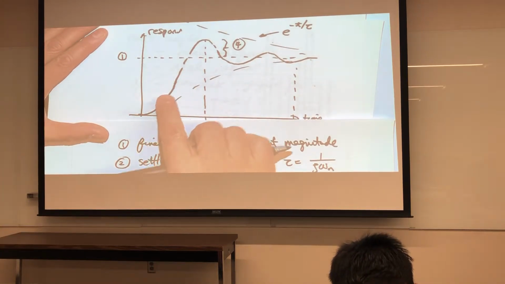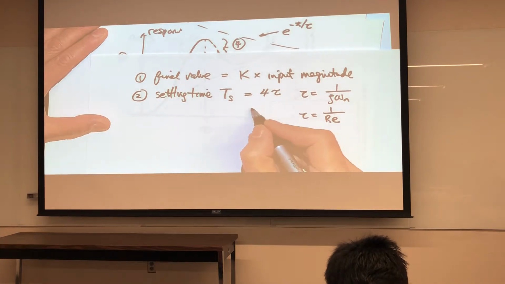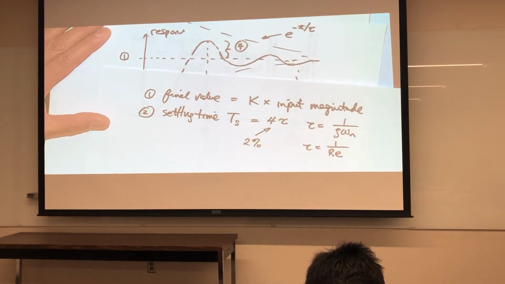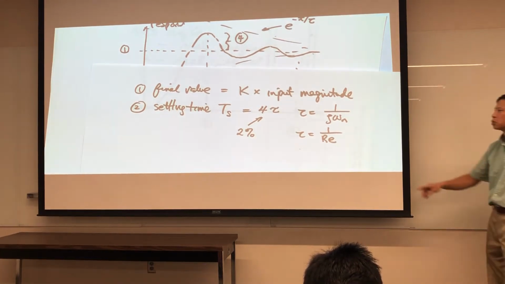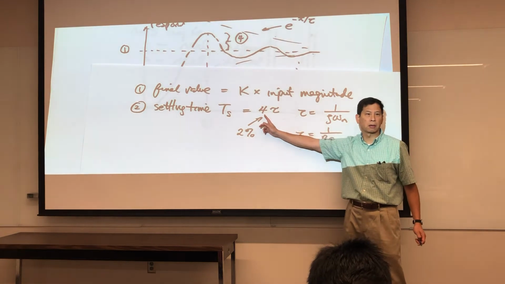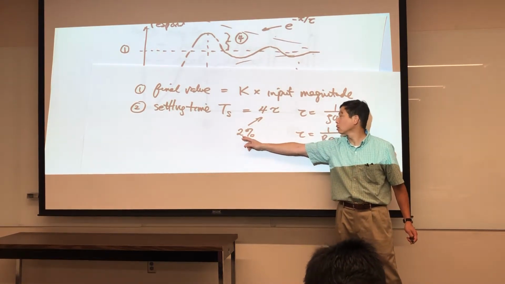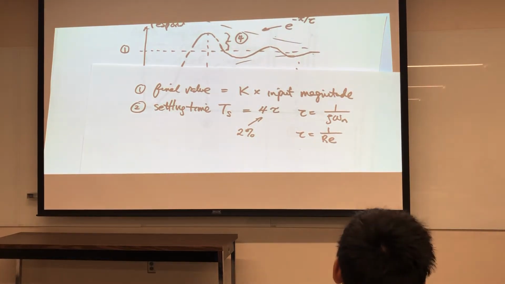Settling time is how long it takes for this thing to finally get within 2% of the final value. If we want to get within 1%, we should change this number to 5, as I talked about on Monday. If we're satisfied to get within 5%, we can change this number to a 3. But most textbooks will use the number 4 for settling time.